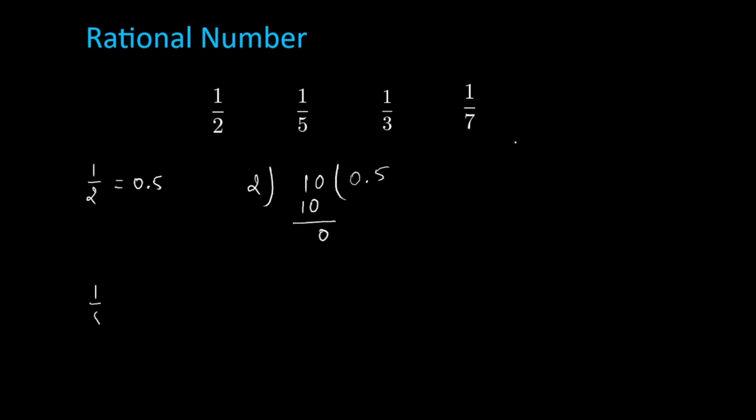Let's see 1 over 5. We divide 1 by 5. Here again 1 is smaller than 5. So we use a decimal. We take 10 here and 5 times 2 is 10. So again the remainder is 0. In both examples we have seen that our division terminates, meaning the division stops after a few decimal places because our remainder becomes exactly 0.